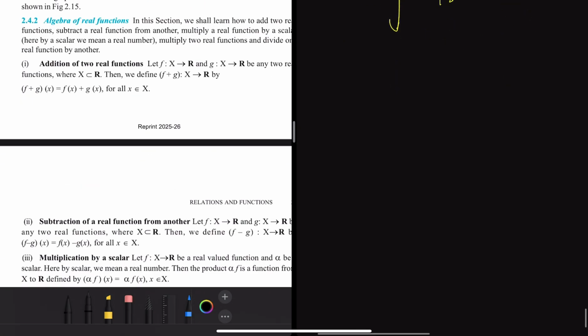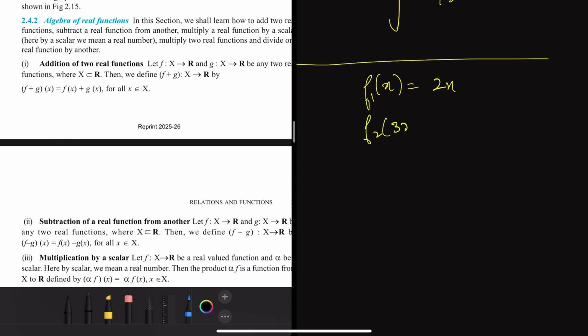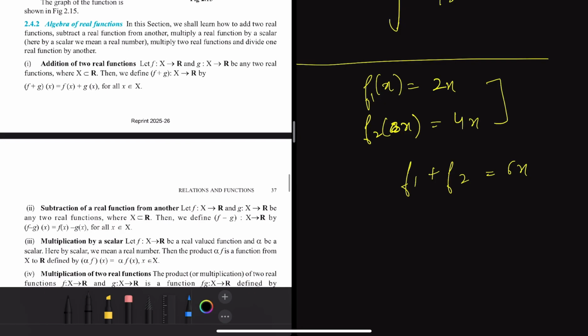Then we will just understand now how we can do algebraic operations on two functions. अब तक हमने देखा कि functions होता क्या है, but let's say मेरे पास दो function हैं, that f1 of x is one type of function which is 2x, and then I have another type of function which is 4x. So can I add these both functions and say that f1 plus f2 is equal to 6x? Is this even possible? So we will learn all of this now.